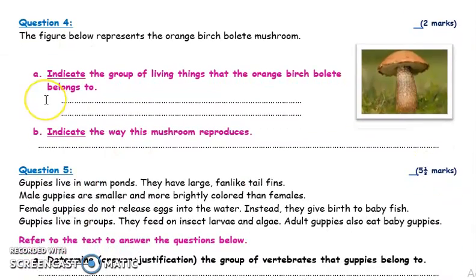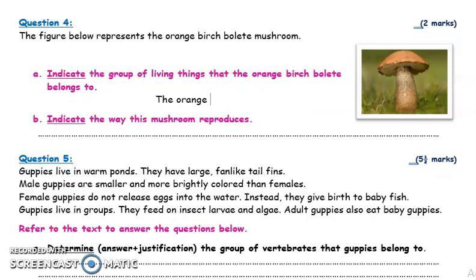Question number 4. This figure represents the orange peel fungus mushroom. Indicate the group of living things that this mushroom belongs to. Is it a plant? Is it an animal? What do you think?